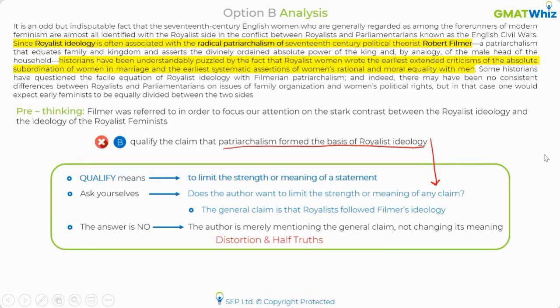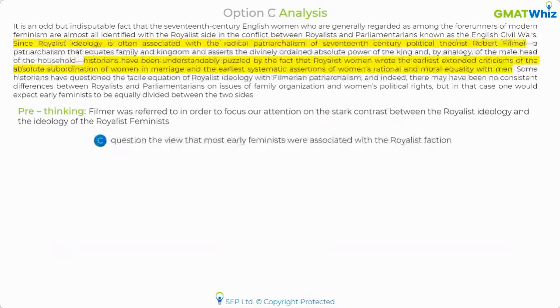So B is incorrect. 34% of you marked B in the first poll. 33% of you still went for B in the second. So I think most of the time it was just a familiarity of words like the word claim. This was familiar, patriarchalism was familiar, basis was familiar, ideology was familiar, and you just marked it. I'm sure that happened. What was not familiar was qualify. So you thought, okay, let me mark this. Qualify must be something, support or something. Don't. See, okay, the primary purpose of referring to Filmer was in order to question.